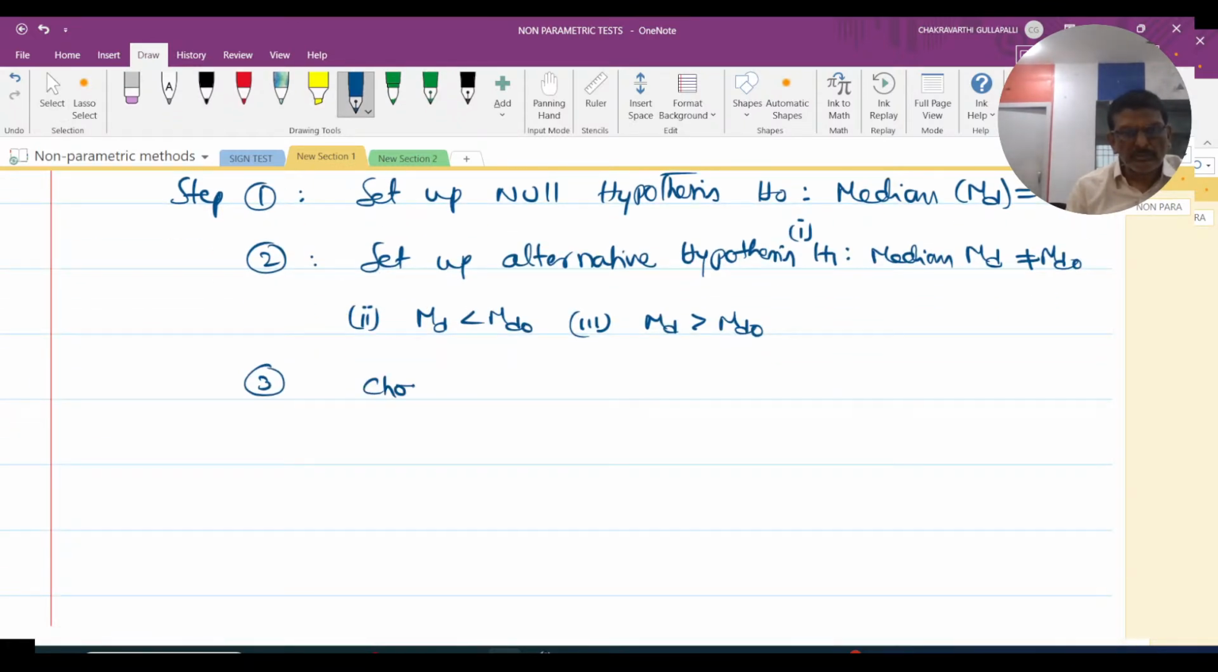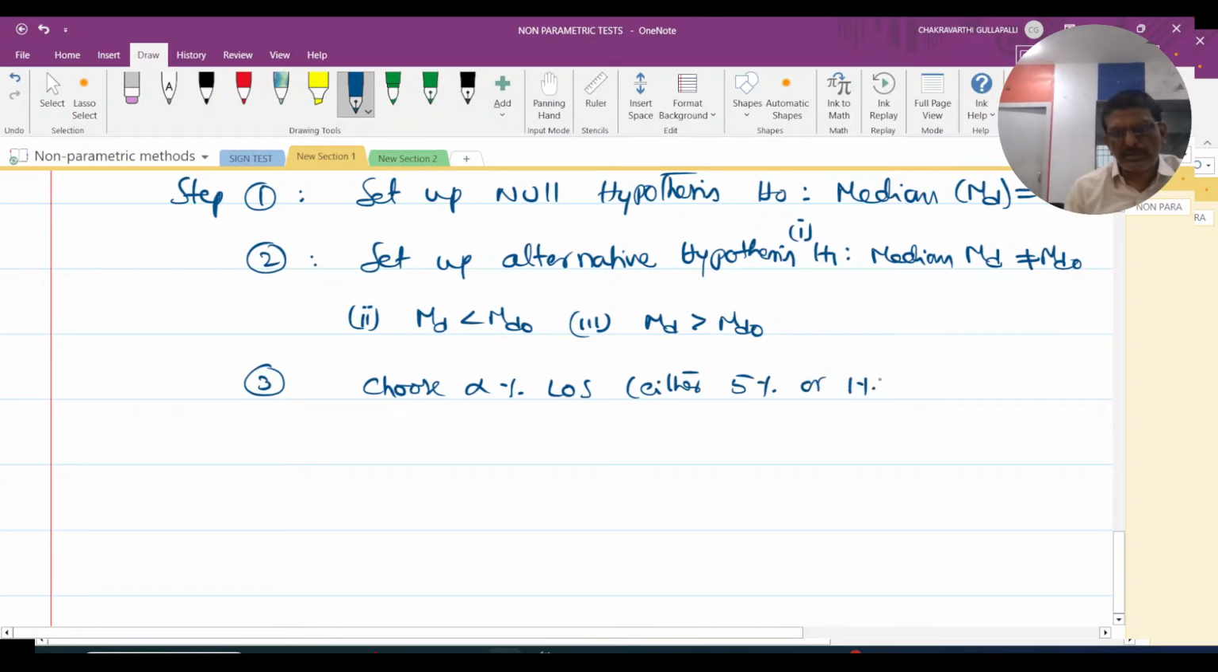Third one. Choose alpha percent LOS, either 5% or 1%. Remember this one.